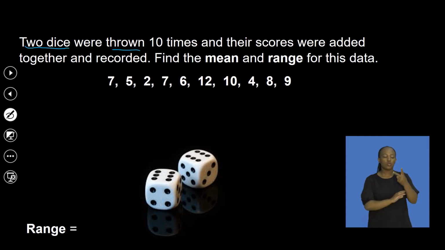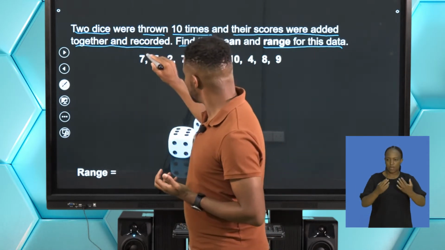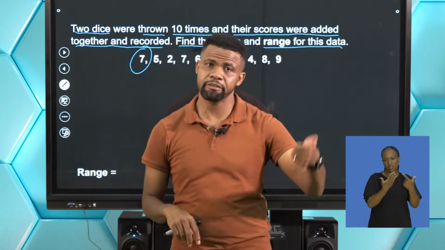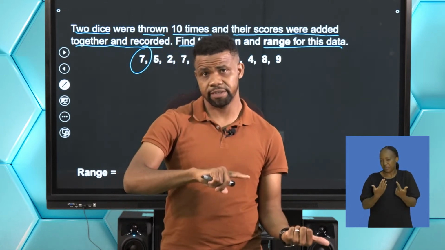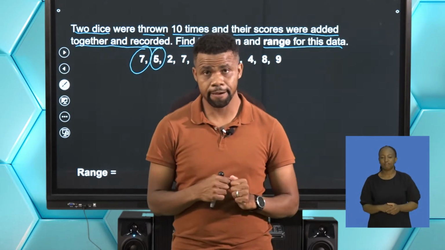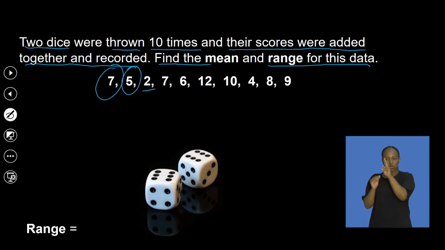Two dice were thrown 10 times, and their scores were added together and recorded. Find the mean and the range for this data. So we rolled two dice, and we get 7. The first die could have been 6 and the second 1, which is 7. The second observation is 5, that could have been 4 and 1, or 3 and 2. We don't know, but we have the data with us. Then the third observation is 2, then 7, 6, 12, 10, 4, 8, 9, which is our 10th observation.